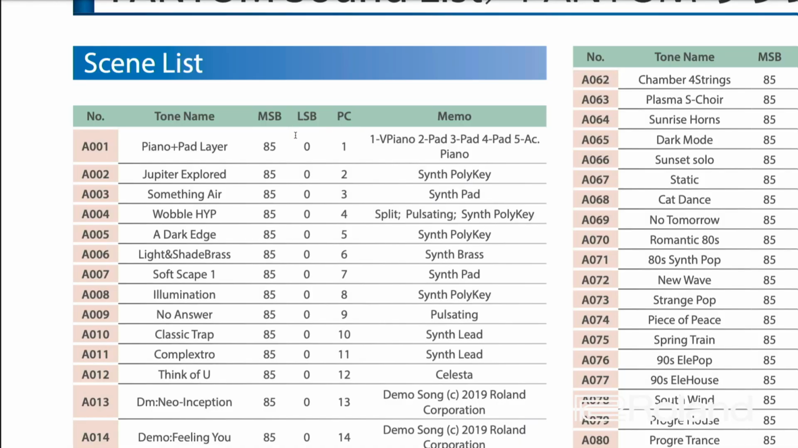Now, an easy way to remember this is MSB. Think of it this way. MSB is the neighborhood that sound lives in. LSB is the street where that sound lives, and program change, that's the actual house number. So if you think about it in those terms, it really makes sense. The neighborhood, the street, and the house number. So that's what MSB, LSB, and program change are.